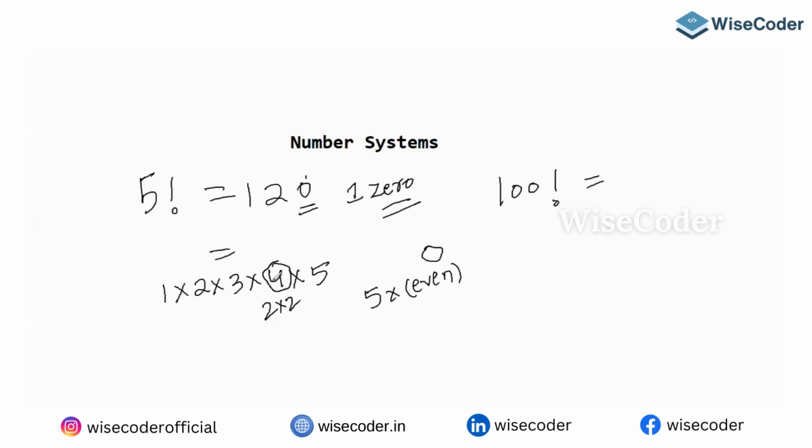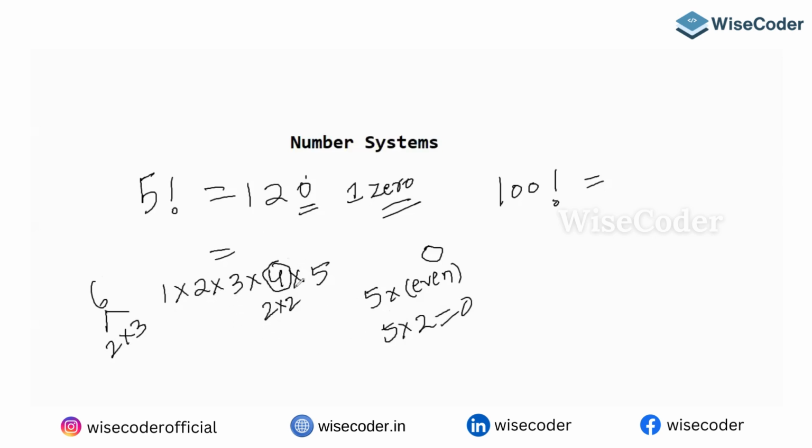Let's say 6 is there, but 6 is what? You can say 2 into 3 is 6. With 3 are you going to get 0? No, not at all. So the point is this: 5 into 2 will give you a 0.